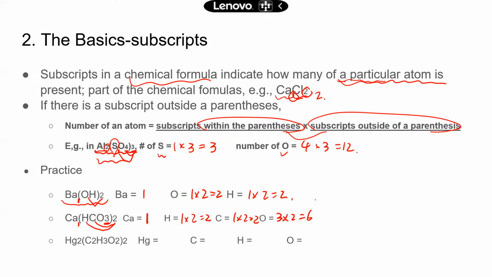Okay, last one. This one's probably the most complicated one. For mercury, that's a subscript of 2, so 2 mercury atoms. For carbon, 2 times 2, that's 4. Hydrogen, 3 times 2, that's 6. And oxygen, 2 times 2, that's 4. Okay, so that's all about subscripts.